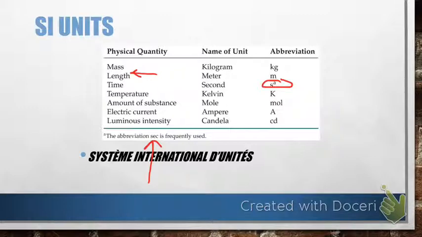Temperature is the Kelvin. It's not degrees Celsius. It's actually the Kelvin, which is a capital K, and I'll explain that more later. Amount of substance, which is one that sometimes gives people fits, is called a mole, which is abbreviated MOL. Electric current is the ampere, which is abbreviation A. And luminous intensity, which has to do with light, is a candela, which is abbreviated CD.